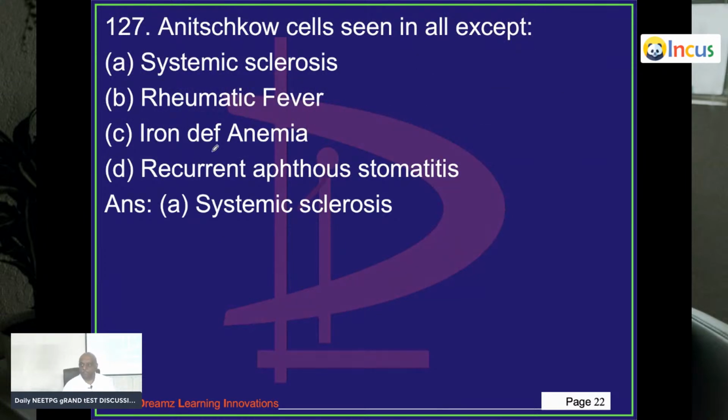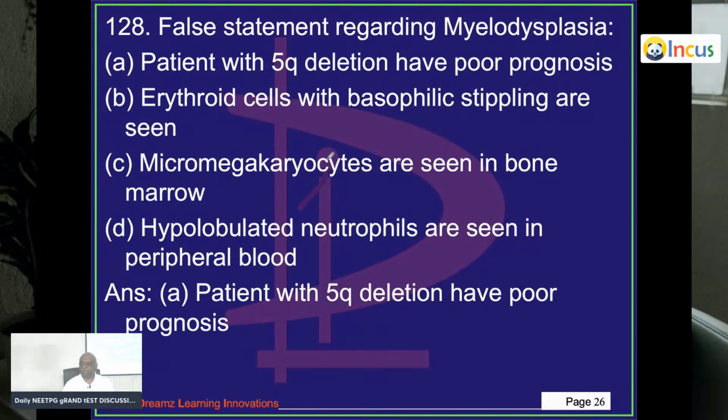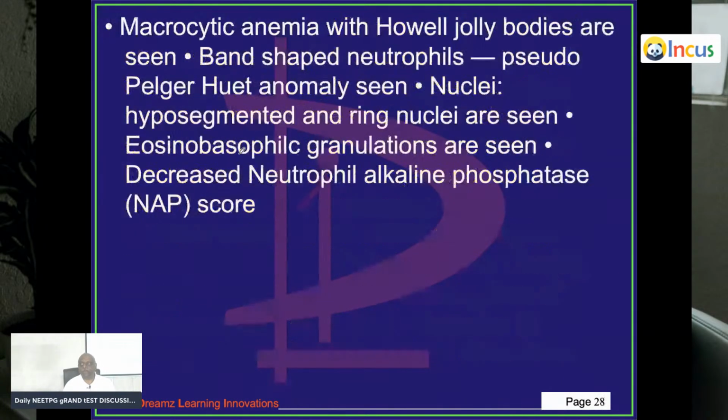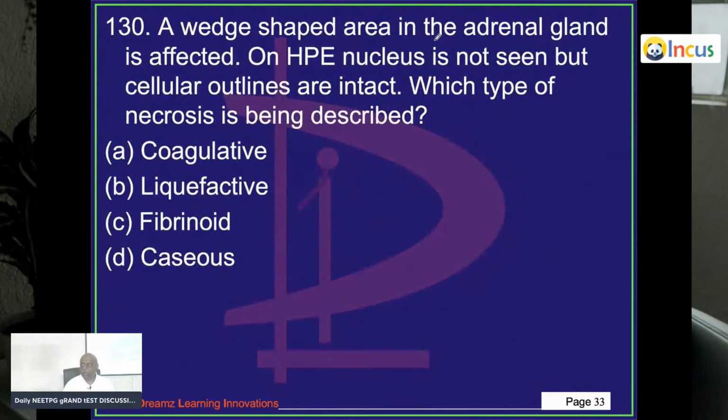Anitschkow cells are seen in rheumatic fever, even iron deficiency, and recurrent aphthous stomatitis. About myelodysplasia, typically 5q deletion has a good prognosis, not a bad prognosis, very good prognosis. Most common site for gastrointestinal stromal tumor is stomach. A wedge-shaped area in adrenal gland is affected. But the cellular outlines are intact, means?